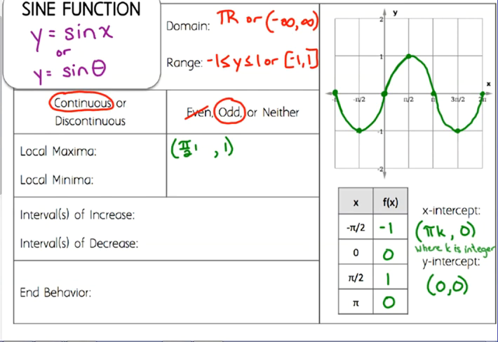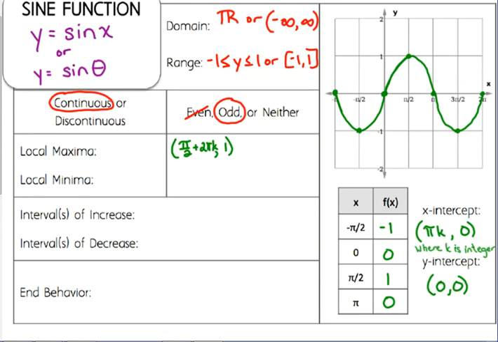So here we're going to add 2 pi k. Okay, pi over 2 plus 2 pi k would give us all of our maximum values. Pi over 2, 5 pi over 2, negative 3 pi over 2. Okay, same thing as the x-intercepts. That would be our maximum.